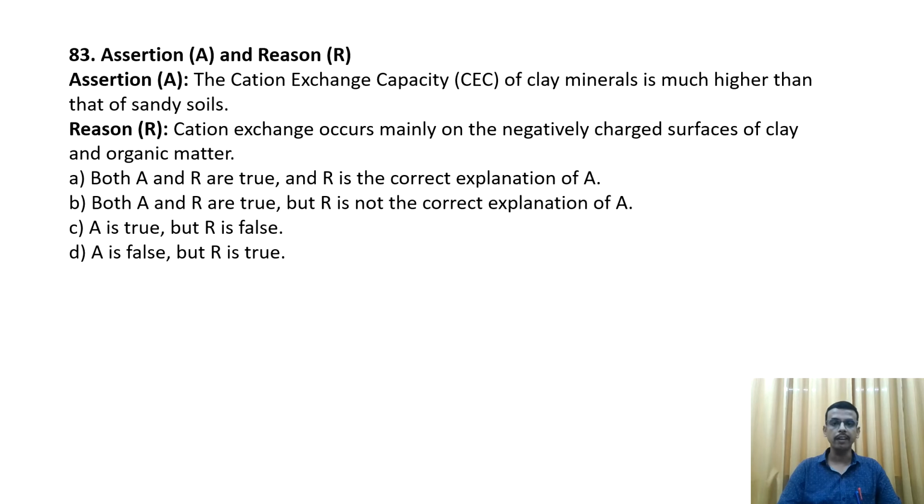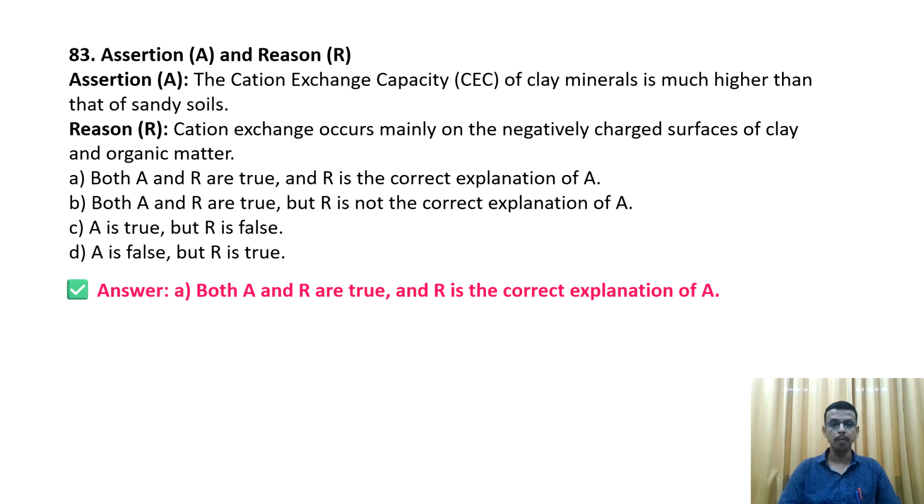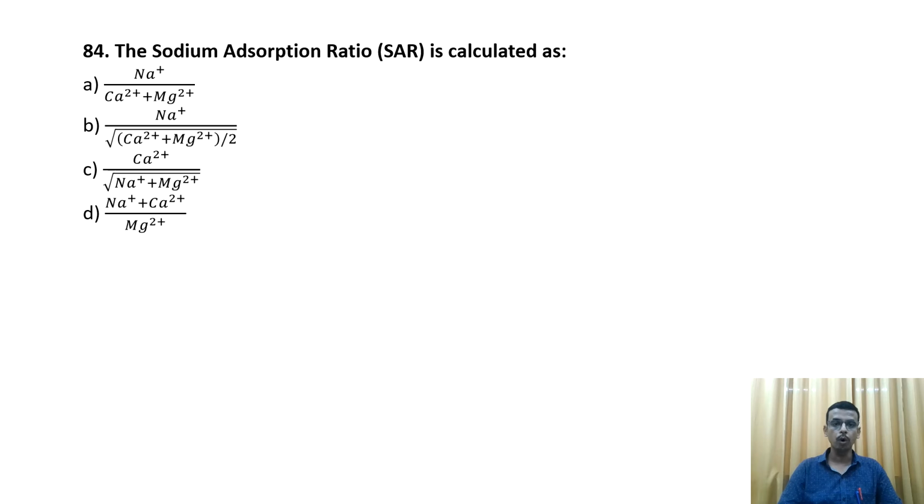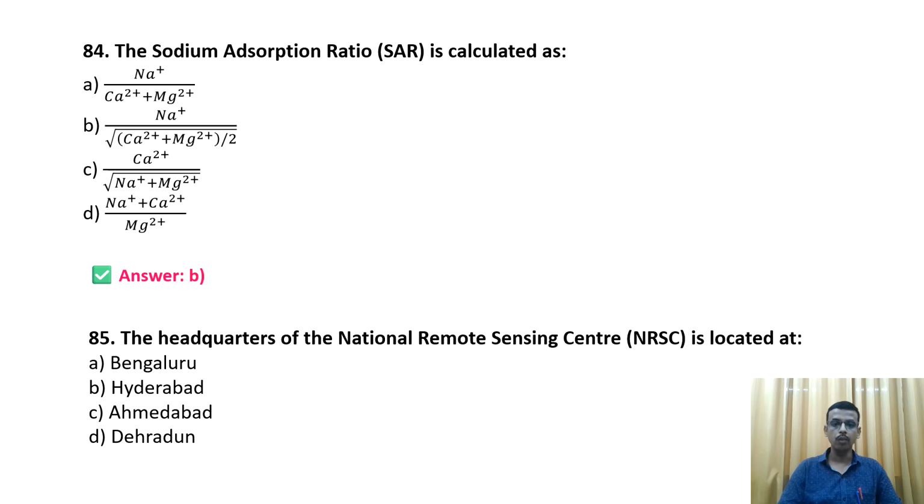Then 83, the cation exchange capacity of clay mineral is much higher than sandy soil. Yes, correct. Cation exchange occurs mainly on the negatively charged surface of the clay. Both A and R are true, and R is the correct explanation of A, because cation exchange capacity is highest in clay soil as compared to sand or silt. The formula of SAR is Na plus divided by the square root of (Ca2 plus Mg2 plus) divided by 2. The headquarters of the National Remote Sensing Centre is Hyderabad.